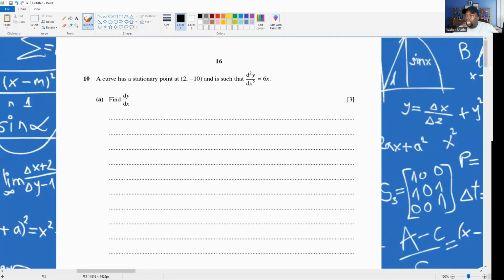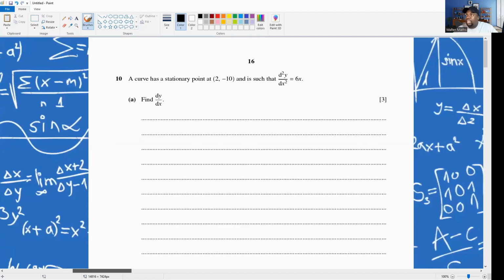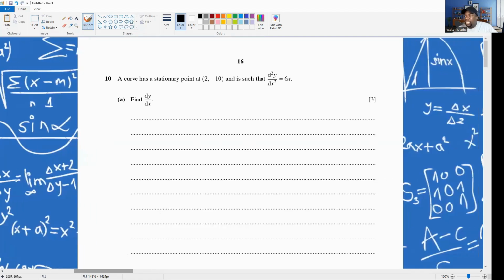Okay, here we are on question number 10, and let's do question 10 as quickly as possible. It says a curve has a stationary point at 2 and minus 10 and is such that d squared y by dx squared is equal to 6x. And on part A, find dy by dx. So let's answer this.